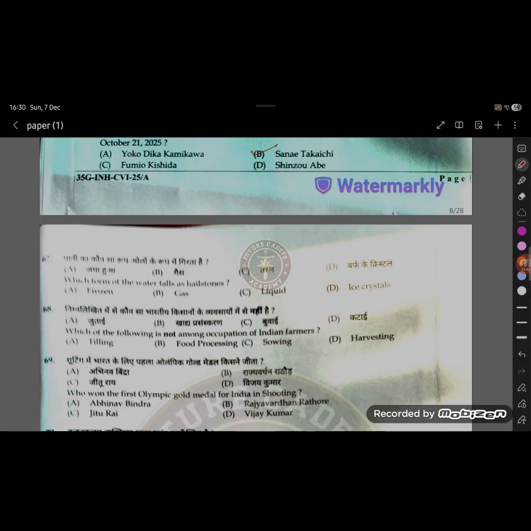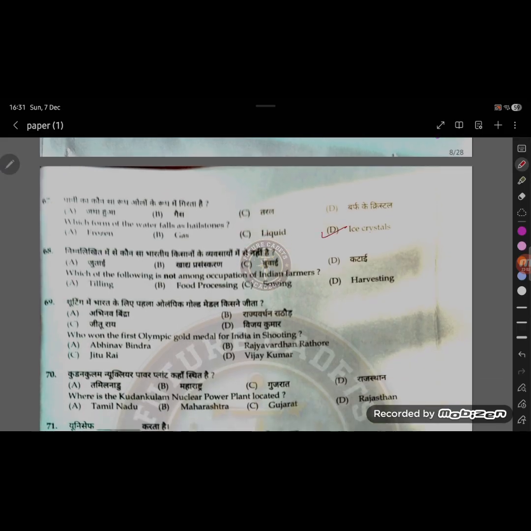Now 67 question. This is about which form of the water falls as hailstone. Hailstone, we all have seen it, especially in this cold weather. We all have observed that hail falls, and it is in the form of ice crystals.